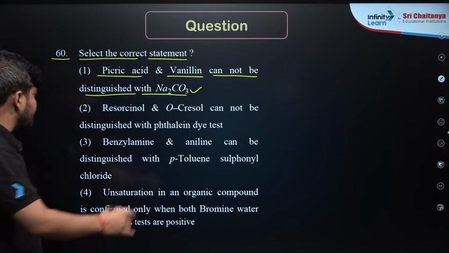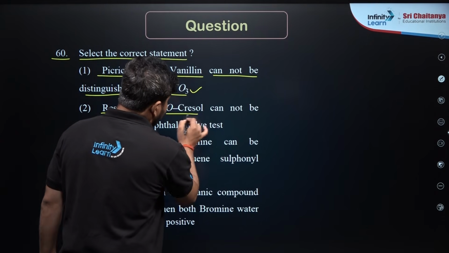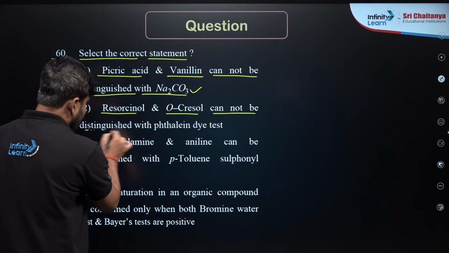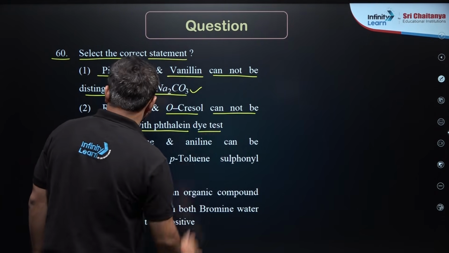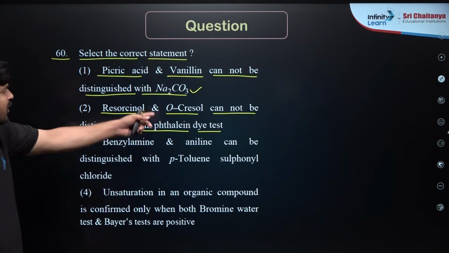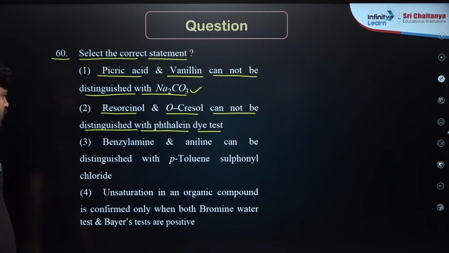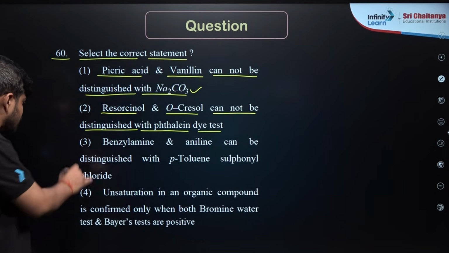And resorcinol and orthocresol cannot be distinguished with phthalein dye test. Resorcinol is also possible, but orthocresol it is not possible. And benzylamine and aniline can be distinguished by paratoluenesulfonyl chloride. This is also not possible.